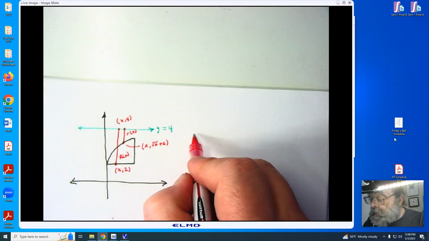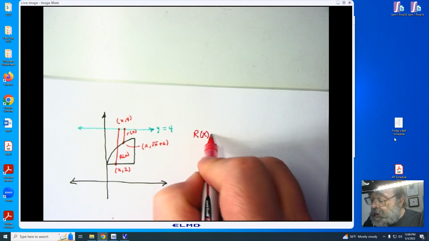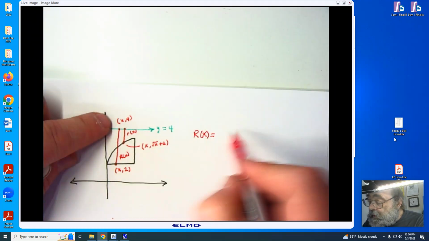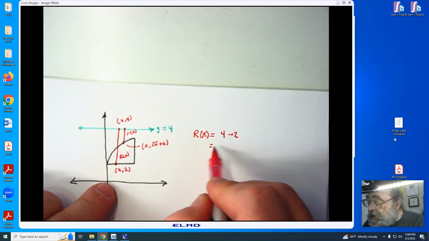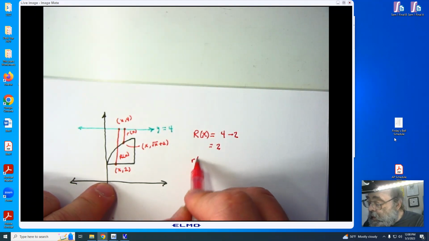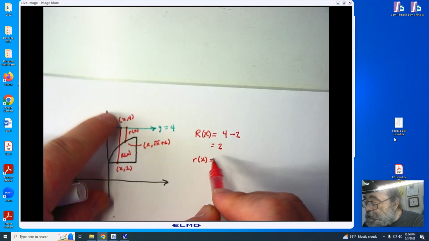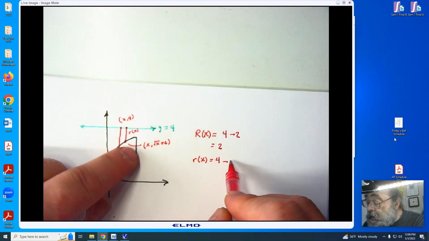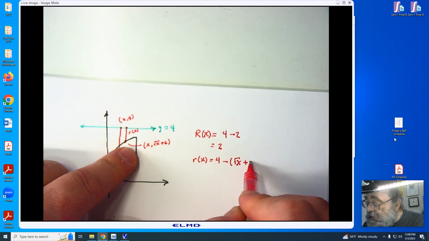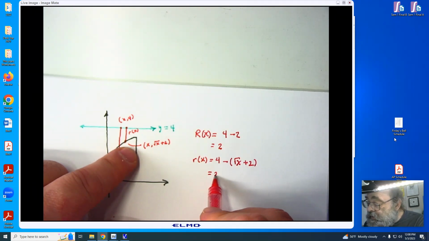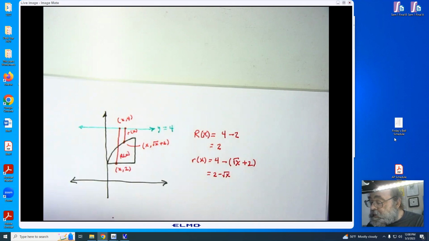So here we go. R of x equals upper 4 minus the lower. Notice it's the larger segment and it's giving me 2. Lowercase r of x, upper 4 minus. Now this is a binomial, so I'm going to make sure I put parentheses and distribute. I end up with 2 minus root x.